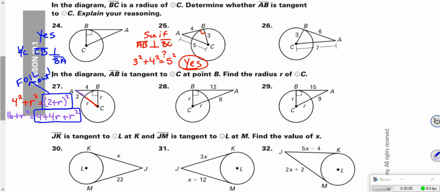Now, let me keep going with the solving here. My r squareds are going to cancel. So I've got 16 equals 4 plus 4r. Subtract the 4, 12 equals 4r. So r equals 3. Again, it's a 3, 4, 5 triangle. So you need to do the same thing with 28 and 29.